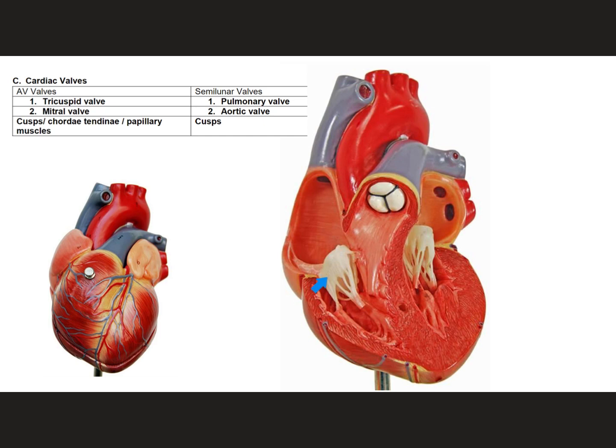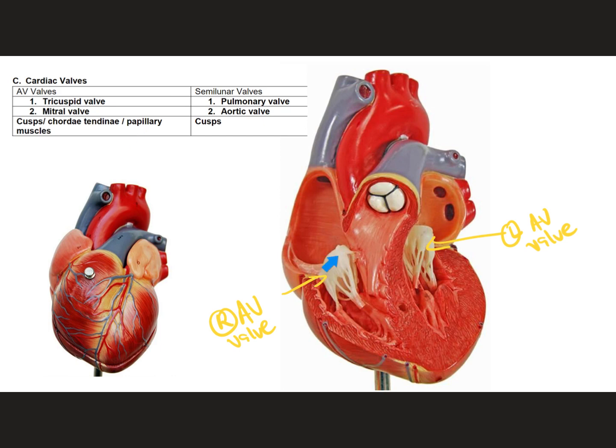The right AV valve is also known as the tricuspid valve, and it sits between the right atria and the right ventricle. The structure known as the mitral valve is also the left AV valve. It sits between the left ventricle and the left atria, so it's here. The AV valves have some structures we need to identify. Those are the cusps, the chordae tendineae, and the papillary muscles.